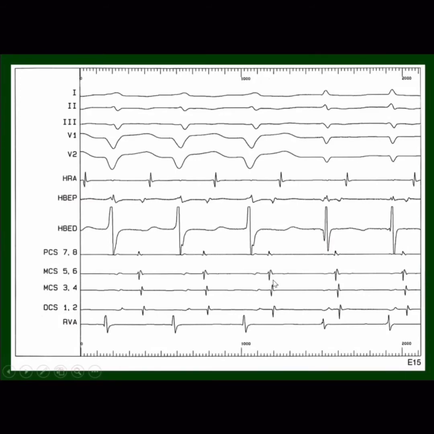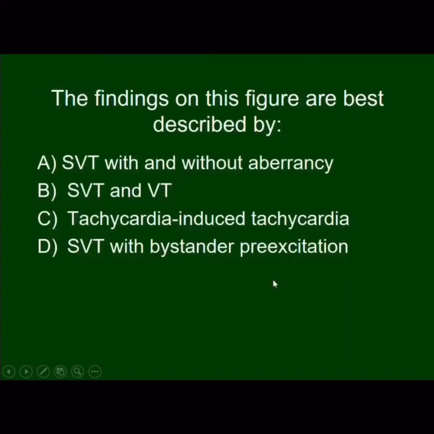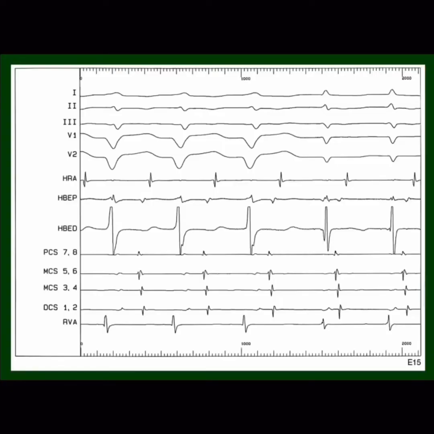cycle length. So if we go to our choices, you can't have SVT with and without aberrancy because you have two different rates. So that's off the board right away. It just can't happen, okay? So then what about the concept of a tachycardia-induced tachycardia? Because actually that's not a bad choice, but again, you have to measure both.